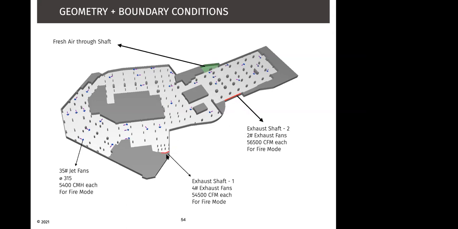This shaft also has about 2 lakh CFM of air being pulled in, and there are 35 jet fans which are located around the system. So all fans are working in fire mode.